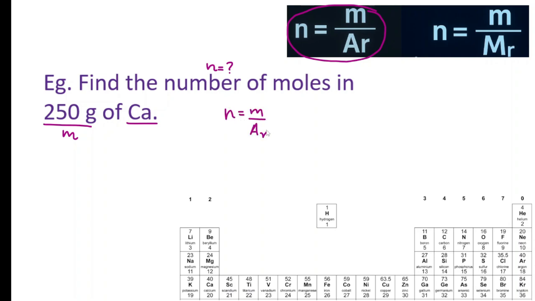And let's substitute the values. n, we don't know. m is the mass, 250. Ar of calcium is in the second group here. It is 40. So, all you need to do is 250 divided by 40. So, the answer is 6.25 moles.